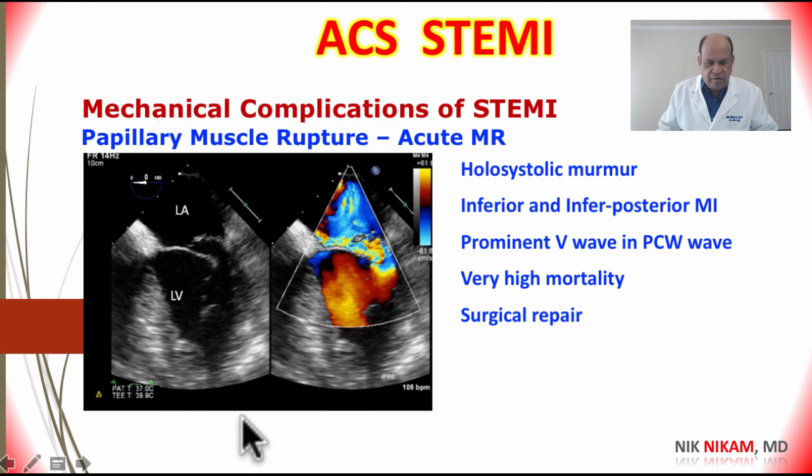Here's an example of a papillary muscle rupture, where one of the leaflets here is detached from the papillary muscle. There is severe mitral regurgitation, and these patients present with a holosystolic murmur. This is usually seen in patients with inferior or infraposterior myocardial infarction. They have a prominent V wave in the pulmonary capillary wedge, which results from severe mitral regurgitation. The mortality is very high, and the only treatment that can really save them is a surgical procedure.